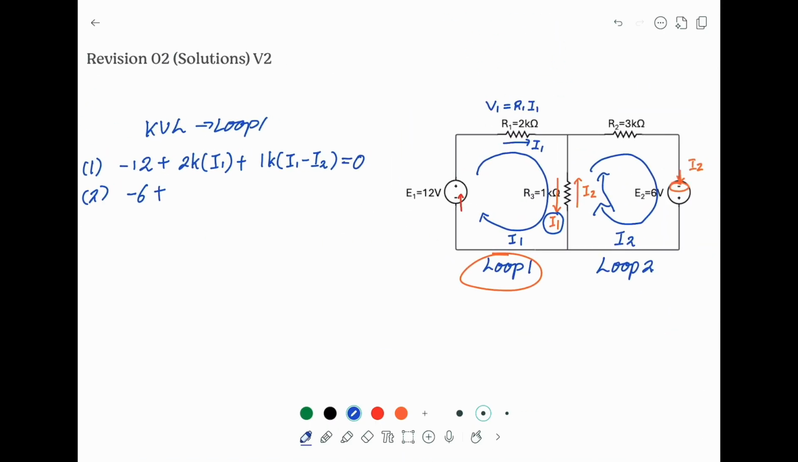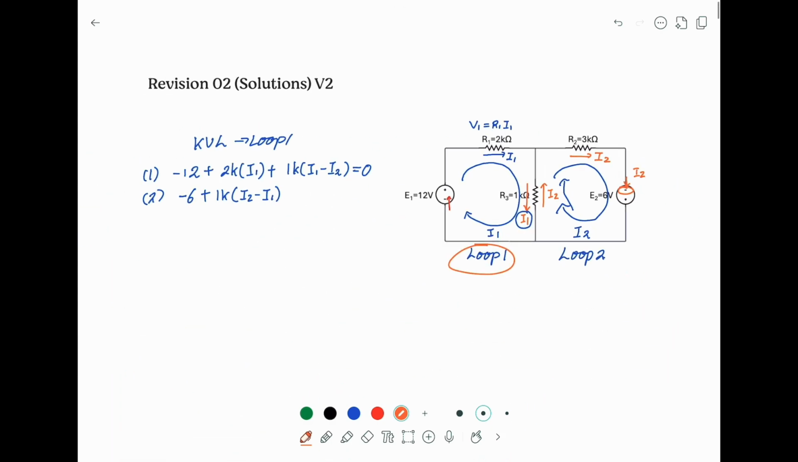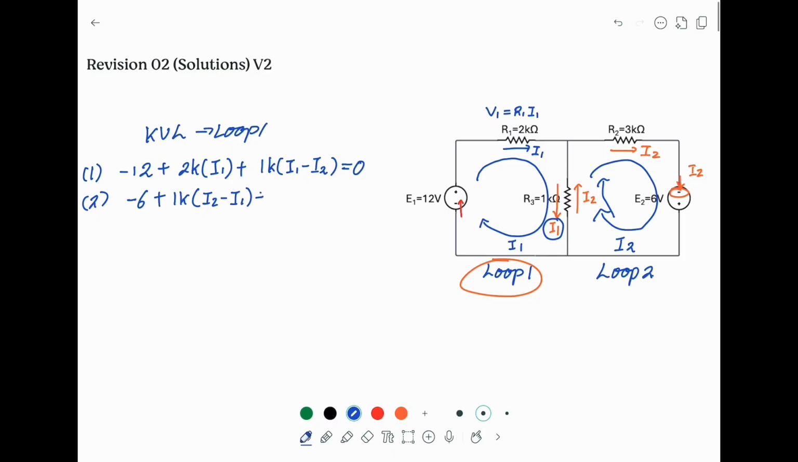We plus R3, which is 1K, and this time the current is I2 minus I1, to make sure the overall current is along I2. For this part, it's easy. I2 passes through R2, so the overall voltage drop is 3K ohm times I2. We write it down here, 3K I2. This is our equation 2.